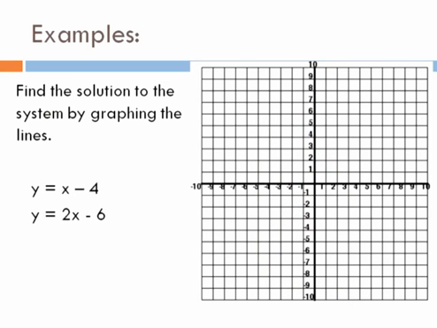Here we have two equations again, and we're going to find the solution to the system by graphing these lines. I'll graph the first one in red again. y equals x minus 4. We'll start with the y-intercept at negative 4. The slope here is 1, so from here I'll count up 1 and over 1. Rise over run, up 1 and over 1. Continue that pattern and go down as well.